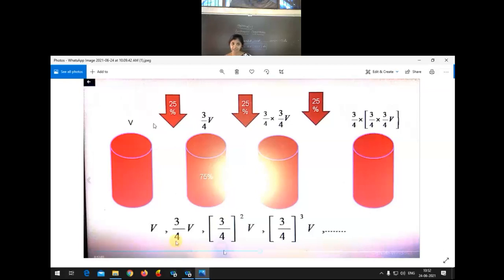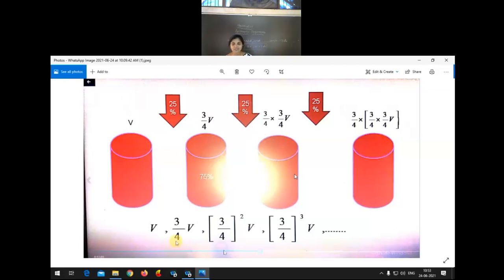75% means 3/4 of the volume is remaining. So 3/4 of the volume is remaining now. Now this 3/4 V is 100% for us. So now in this cylinder 75% is left, but we have to take this as 100% now. 3/4 V is remaining in the second figure. Now again in this 3/4 V, we have to remove 25%, that is 1/4. So how much is remaining again? Again 3/4.